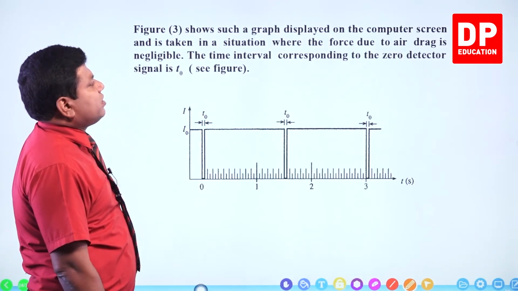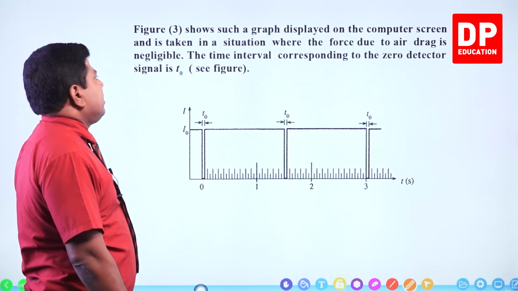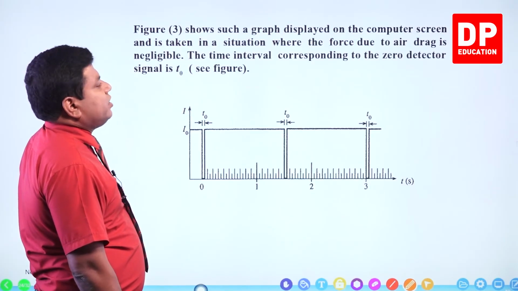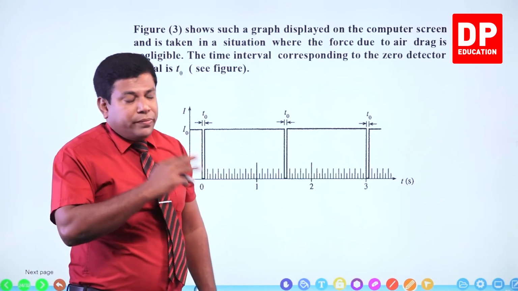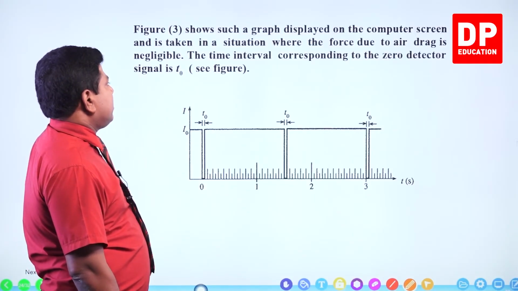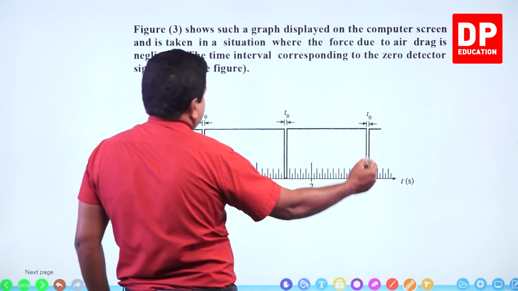Figure 3 shows such a graph, displayed on the computer screen, and it is taken in a situation where the force due to air drag is negligible. Air drag is negligible. The time interval corresponding to the 0 detector signal is T0. This gap is T0, T0, T0.